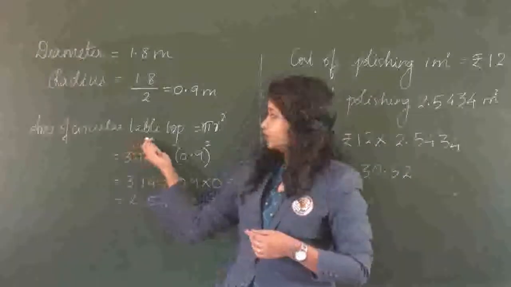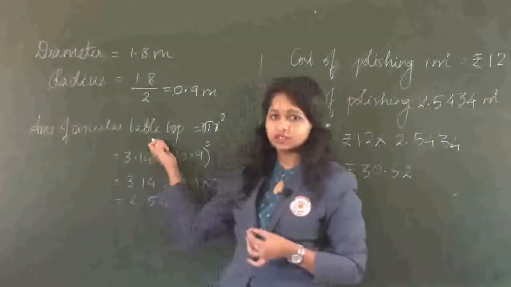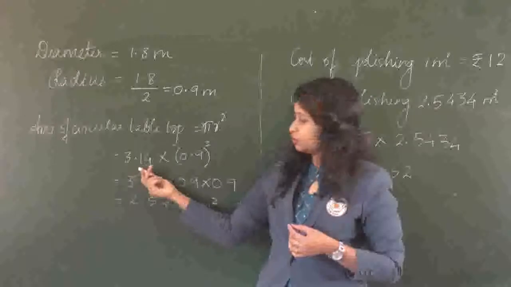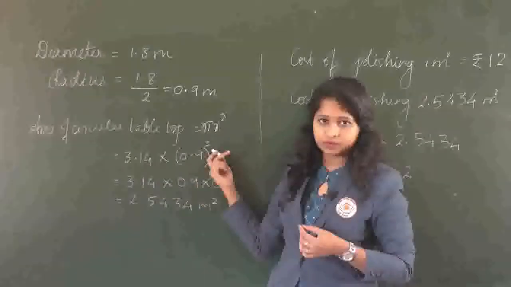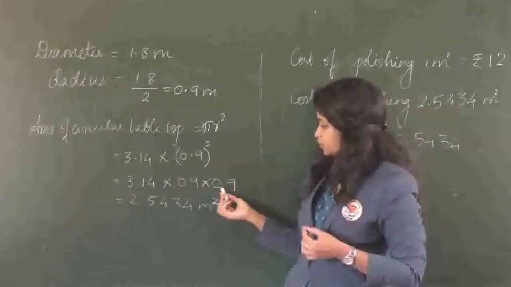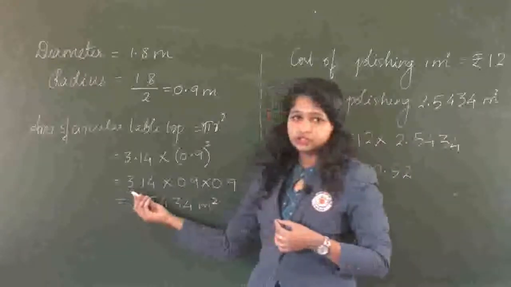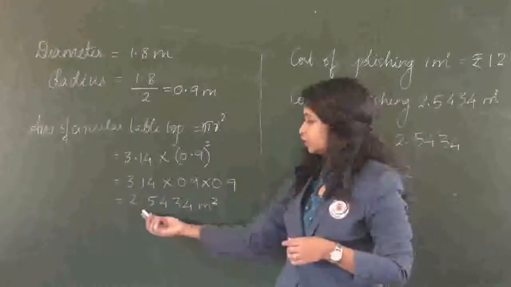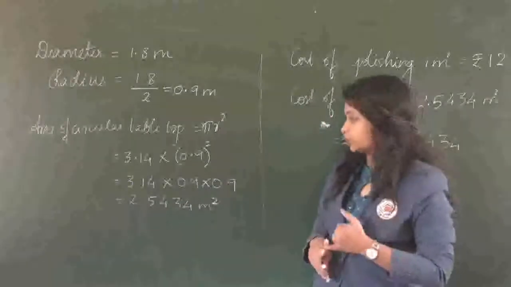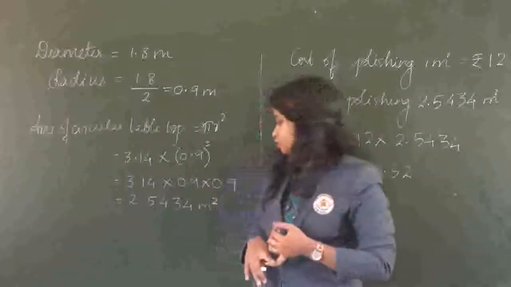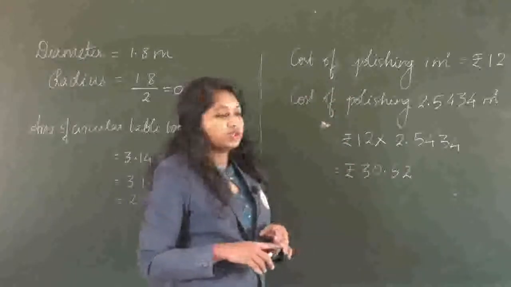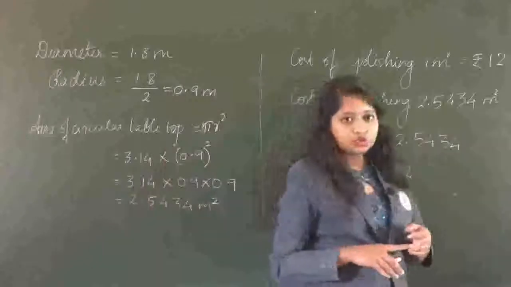And the area of the circular tabletop, that means the area of a circle, is pi r square. The value of pi is taken as 3.14 into 0.9 square. So 0.9 square can be written as 0.9 into 0.9. So after multiplying, we will get it as 2.5434 meter square. So the area of the circular tabletop is 2.5434 meter square. And it is also given that the cost of polishing 1 meter square is rupees 12.